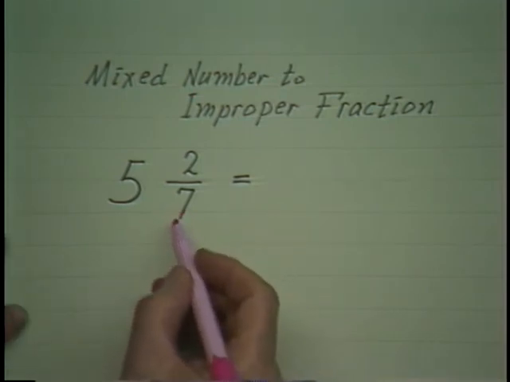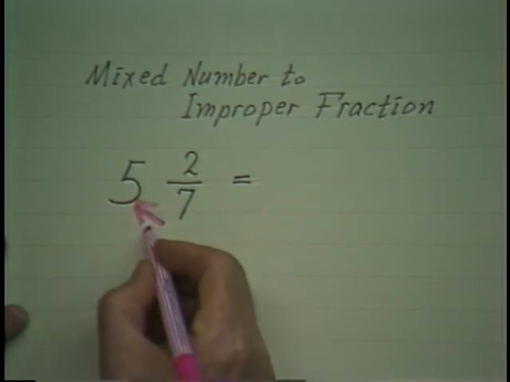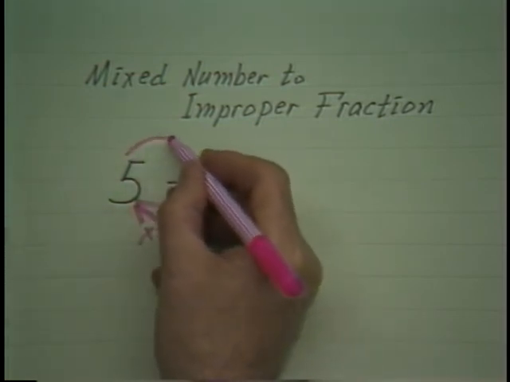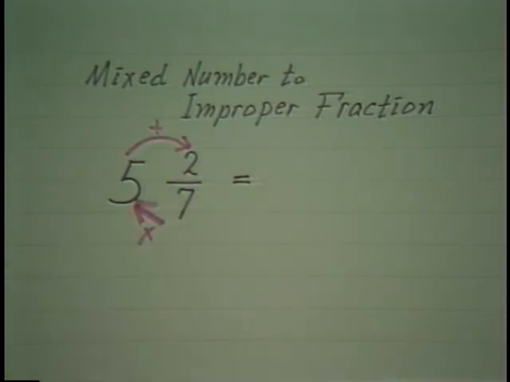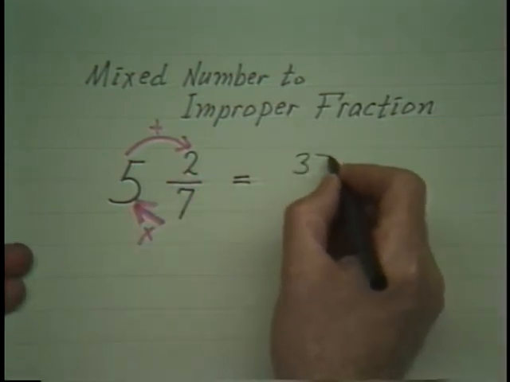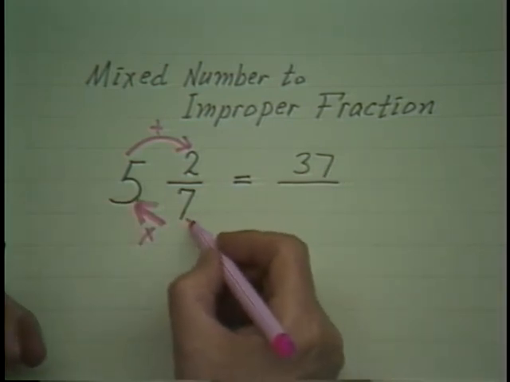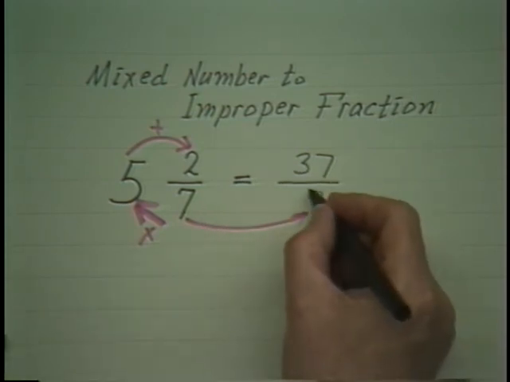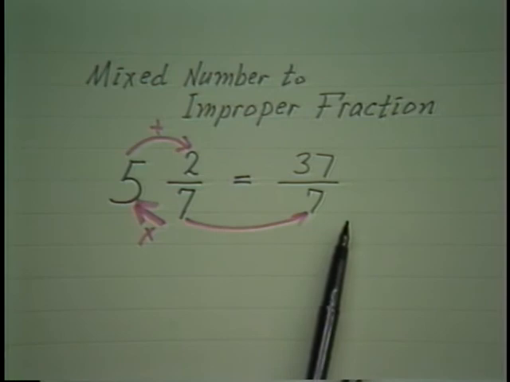It is simply this. Let's multiply the denominator times the whole number, which is 35. Then let's add that to the top, and 35 plus 2 is 37, and write that over that denominator, which is 7. And we claim that this is the improper fraction form to this mixed number.